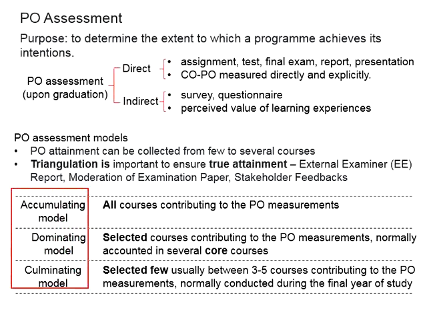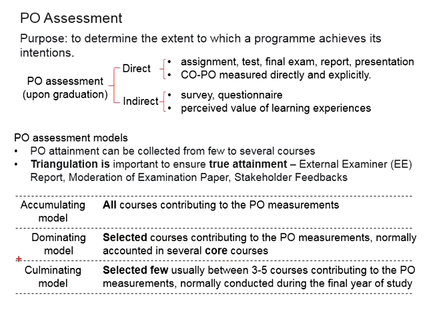Now, what are the differences between these three models? If you are talking about the accumulating models, that means all the courses are considered as contributing to the PO measurements. While if you're talking about the dominating model, you will not consider all the courses. Instead, there will be a series of selected courses being considered in the PO measurements. Normally, those selected courses will be the core courses of that engineering program.